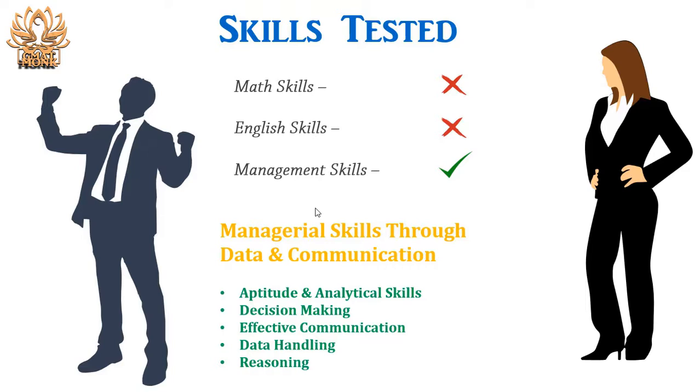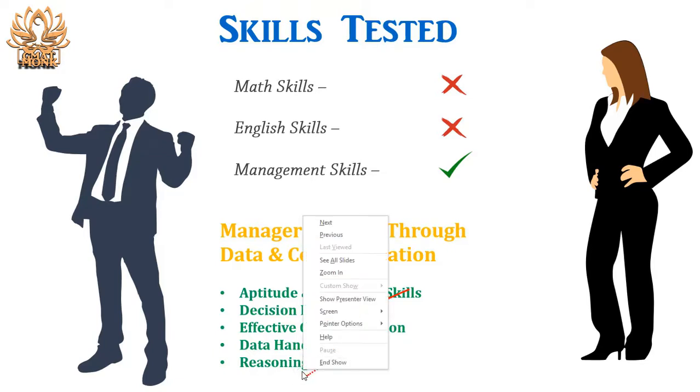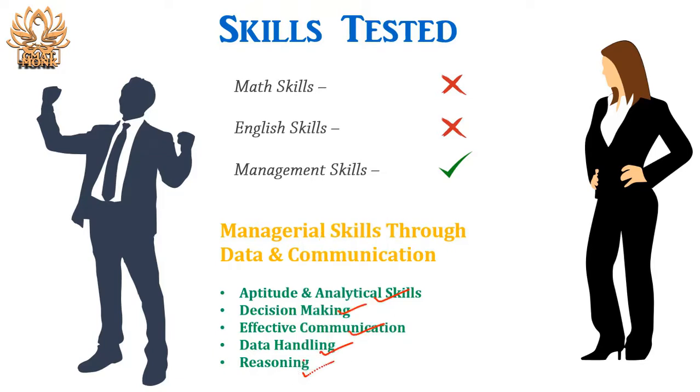They need to take decisions based on data points, and then effectively communicate them to their team or the customers or the suppliers. So what GMAT would test is your aptitude or analytical skills. It would test your decision making through data sufficiency. It would test your effective communication through the verbal section. It would test your data handling through IR, integrated reasoning. And it would test your reasoning skills also through critical reasoning, reading comprehension or the analytical writing assessment.